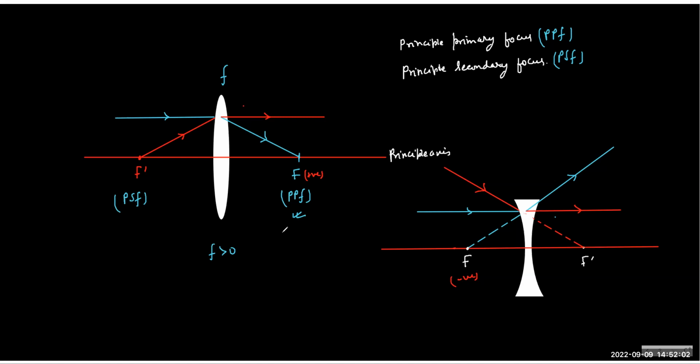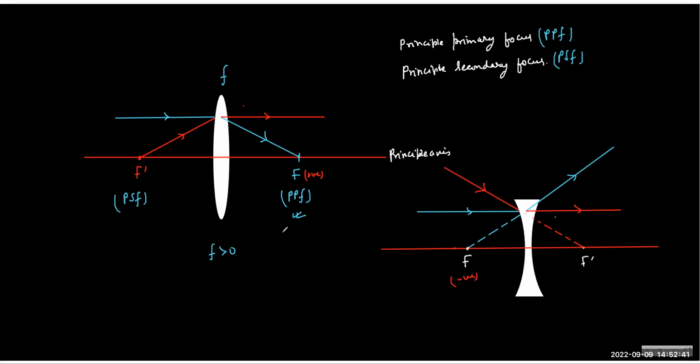If I remove the word principal and just say secondary focus, it means it is not the principal secondary; it means the focus which is off the axis, in the plane containing the primary focus and normal to the principal axis. So in case of a lens also we have a similar thing. Now these two ideas are sufficient to deal with lens problems. You need to be very clear about the principal primary and principal secondary.